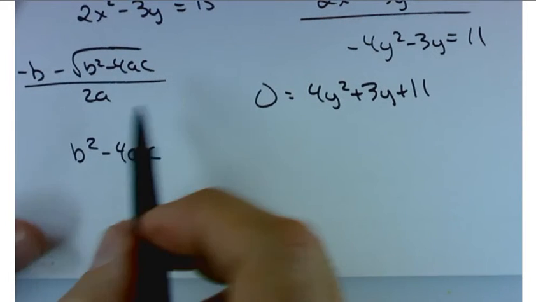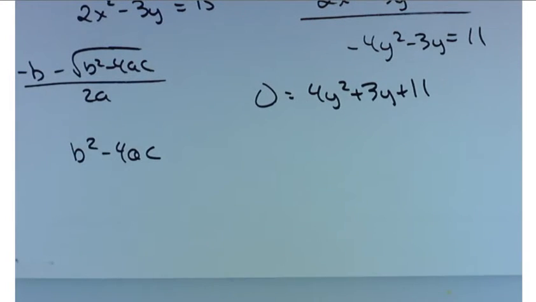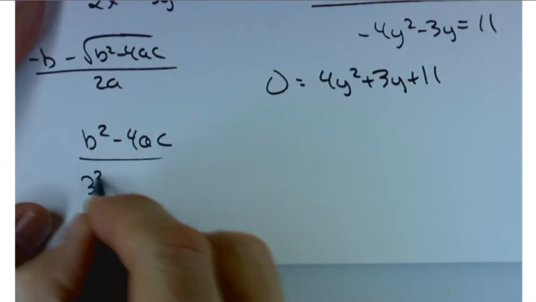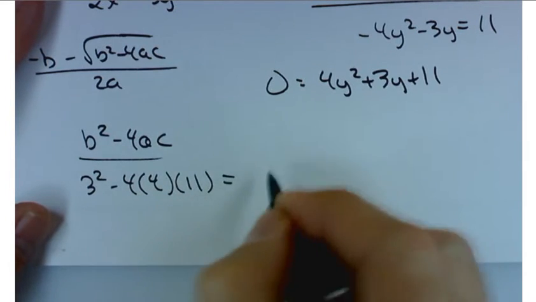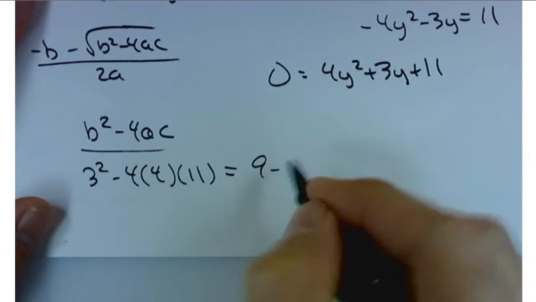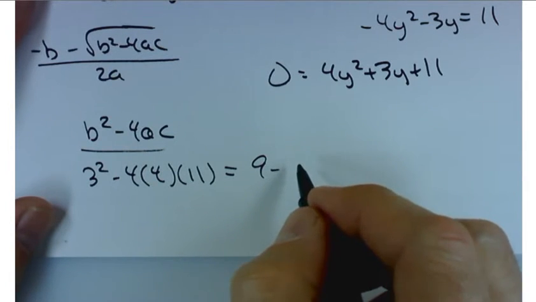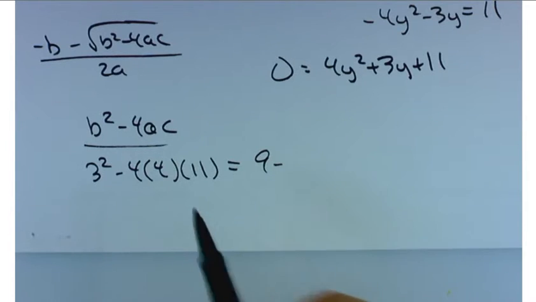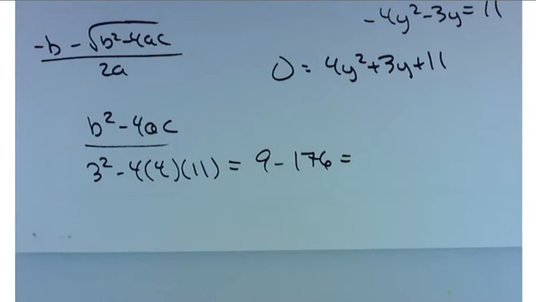All right, so it's part of the quadratic formula, but it's the part that's underneath the radical. What's b squared minus 4ac going to look like here? It's going to be 3 squared minus 4 times 4 times 11. Well, let's see. No, it's going to be 16 times 11 is 176. So, -167.